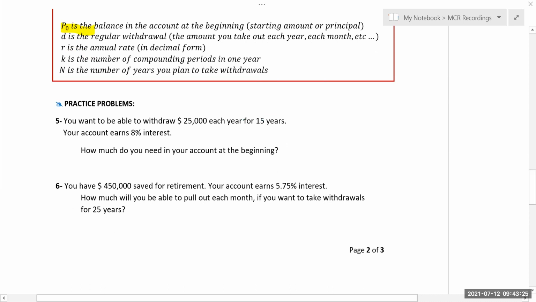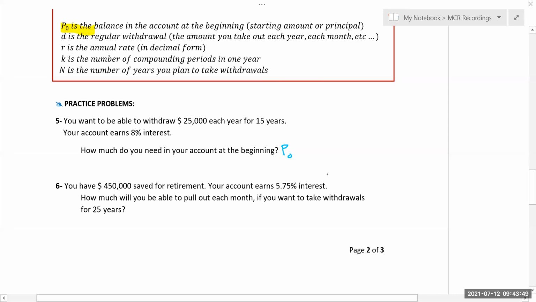So you want to be able to withdraw $25,000 each year for 15 years. This is maybe a retirement account. You think that that's going to really help bolster where you want to be. You find an account that earns you 8% interest. How much do you need at the beginning? So this is specifically asking you for P0. How much do I need in that account? How much do I need to have saved?